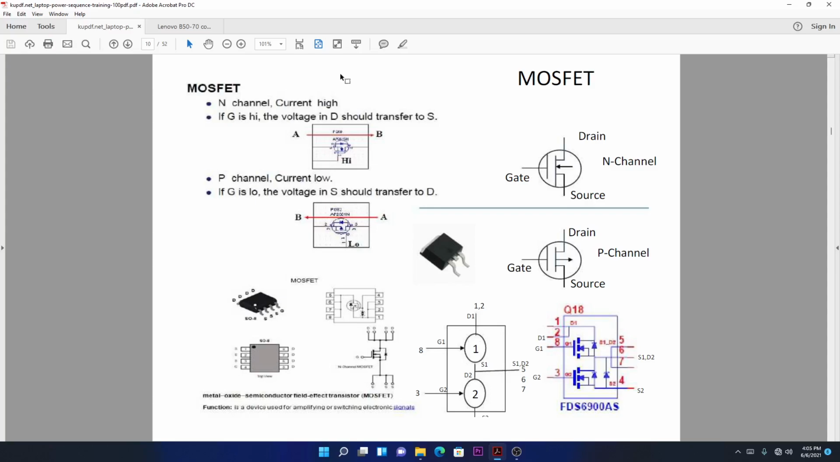So it means for the CPU, you can't use a P channel MOSFET. Why not? Because we're being told here that a P channel MOSFET is current low. So we can use a P channel MOSFET on a switching MOSFET? Meaning when you want to replace those two MOSFETs, switching for 3.3 or switching for 5 volts, you can't use a P channel MOSFET, because it's got a low current. It's capable of generating a low current.